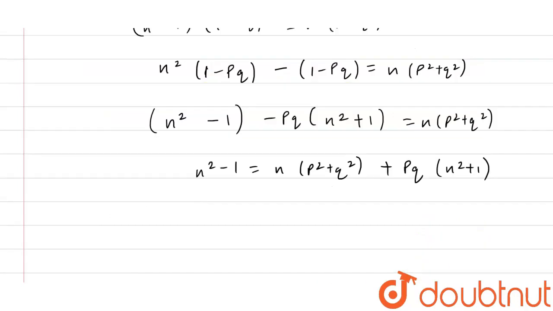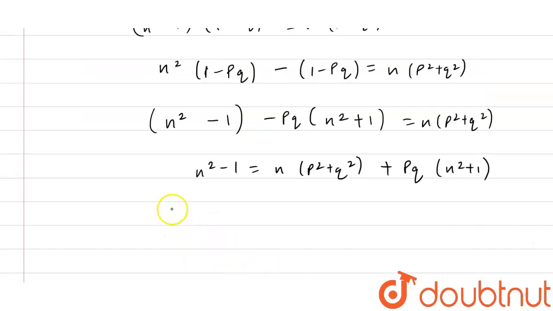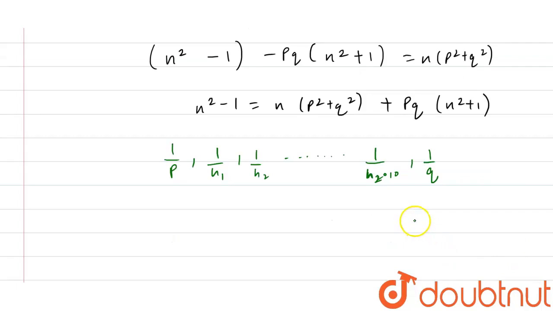We get this value. So now from here we can say that in the question it was given that there are 2010 harmonic means inserted between p and q. So we can write this as 1 by p, 1 by h1, 1 by h2, up to 1 by h2010, as 2010 harmonic means are there, and last is 1 by q. So the total number of terms n is 2010 harmonic means plus p and q, that is 2. So the value of n equals 2012, and this series will form an AP.